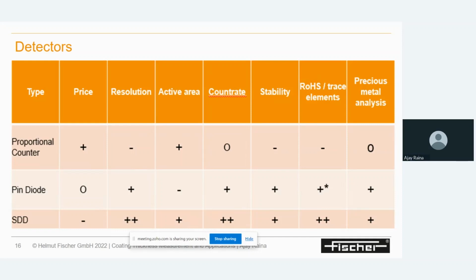And for RoHS elements and trace elements, as already discussed, the proportional counter can handle very few counts. So we don't recommend the proportional counter instrument for RoHS and trace elements. For RoHS, we recommend SDD. For trace elements, we can go for silicon PIN as well. For precious metals also, we recommend going with SDD or silicon PIN, but we can check with proportional counter instruments as well.